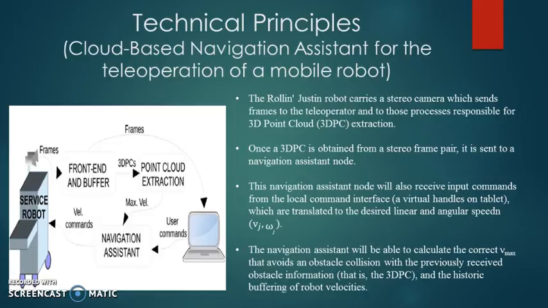This navigation assistant node will also receive input commands from the local command interface, virtual handles on the tablet, which are translated to the desired linear and angular speed, v and omega z. The navigation assistant will be able to calculate the correct speed that avoids an obstacle collision with the previously received obstacle information, that is the 3D PC and the historic buffering of robot velocities.